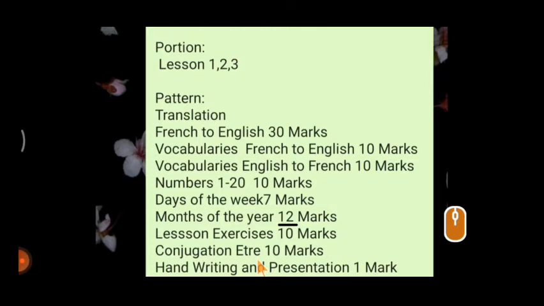You might be knowing what is conjugation. You have to conjugate this verb called être. Je suis, tu es, il est, elle est, nous sommes, vous êtes, ils ont, elles ont. Like that you have to write in French. You have to put the title and write in French.